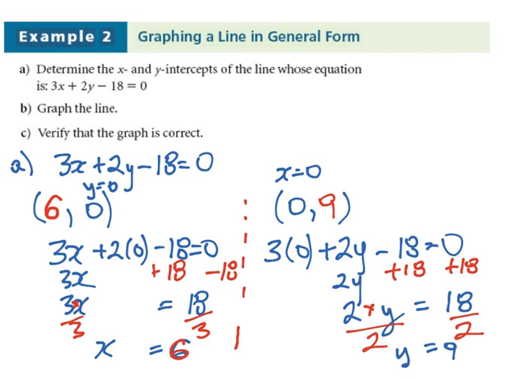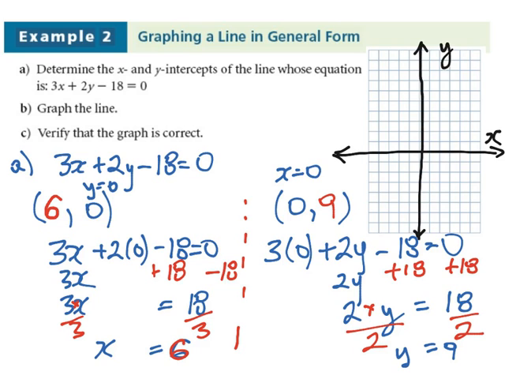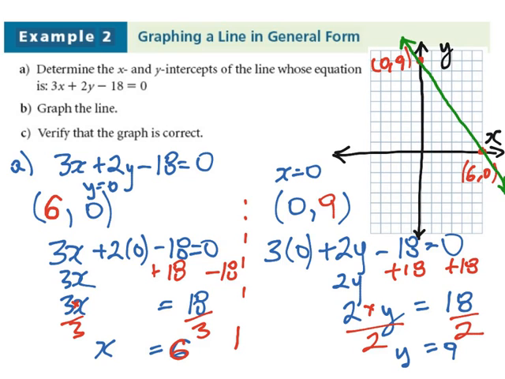Now let's graph this line. So the y-intercept was at 0, 9. The x-intercept was at 6 and 0. So 1, 2, 3, 4, 5, 6. And it appears to be right here. 6 and 0. The y-intercept was at 0, 9. 1, 2, 3, 4, 5, 6, 7, 8, 9. It's right here at 0 and 9. And the line would be going through 0, 9, and 6 and 0. Here's the line. Then the last thing is we have to verify that the graph is correct.